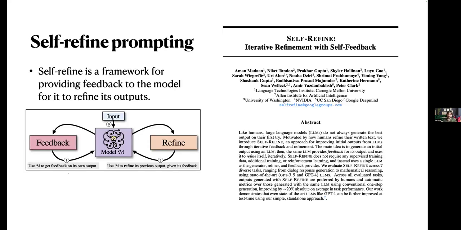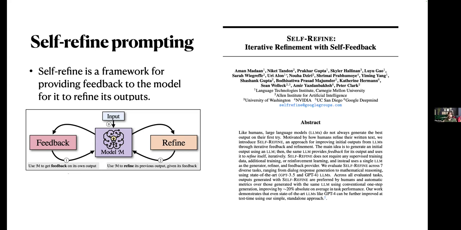Self-refine prompting is a framework for providing feedback to the model to refine its outputs. Essentially, you have an input to a model, something like, what is the solution to this mathematical equation? The model first provides an answer and then provides feedback on its own output. Once it provides feedback, it takes this feedback in practice and proposes a new solution. And it does that many, many times.